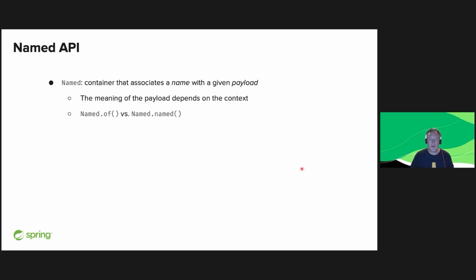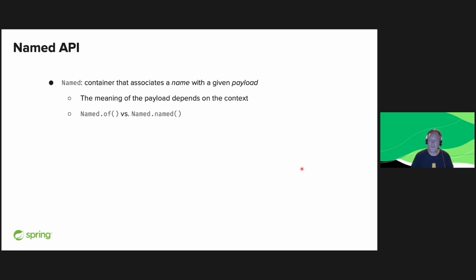The new Named API is basically just a container that associates a name with a given payload. And the meaning of the payload depends on the context in which it's used. Now, there are two ways to create one of these. You can use Named.of or Named.named. These are both static factory methods.